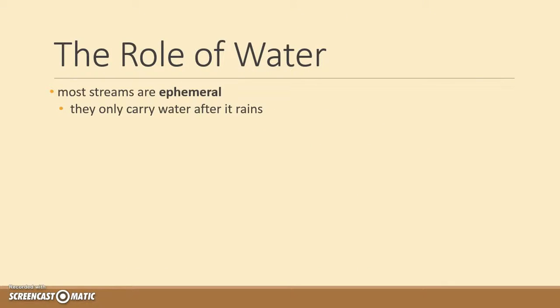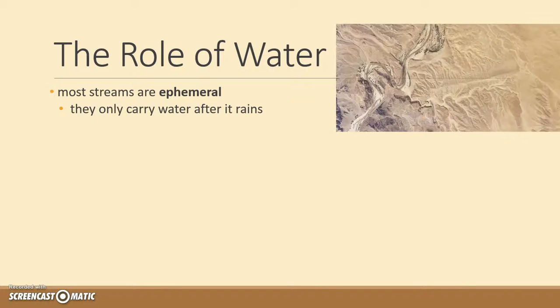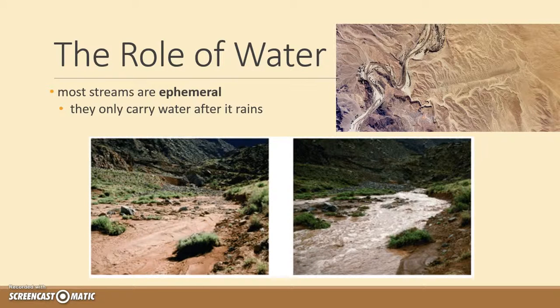Water plays an important role. Most streams are what we term ephemeral. That means they only have water in them after it rains pretty heavily. You can see an example of an ephemeral stream here, the before and the after of the two on the bottom.